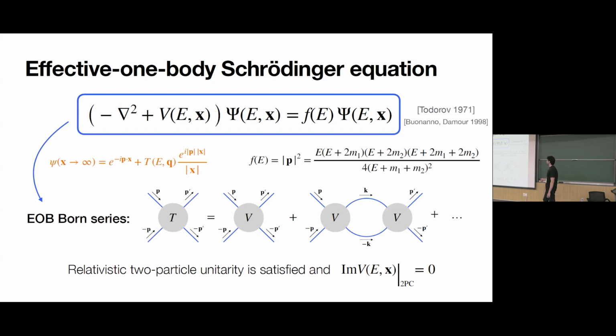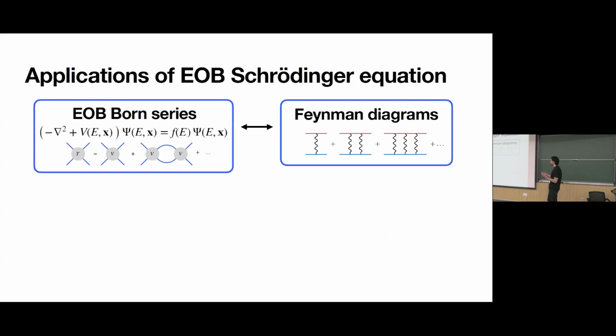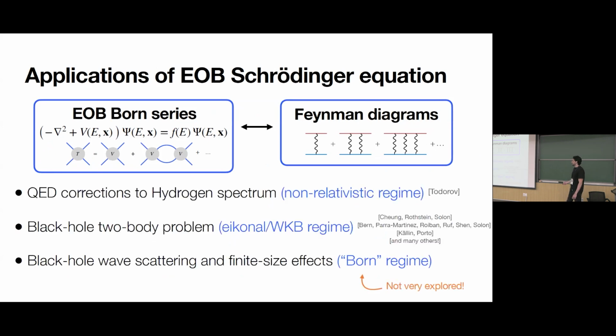Okay, so the main idea is that on one side you have Feynman diagrams, on the other side you have this Born series, and so by matching this EFT, you can extract this potential, you reinsert it into this equation, and this allows you to compute stuff about bound states. And so there are many applications of this. So the first one, which was the historical one, is that it allows you to compute corrections to the spectrum of hydrogen. So I'm going to give a very simple example in this case.